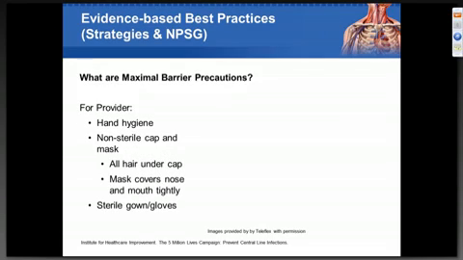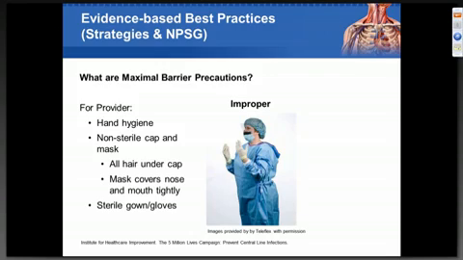Maximum CRBSI precautions. Let me show you this picture. In theory, if this person is compliant, they have a cap, mask, gown, and glove. But if they don't do it properly, it doesn't work. And as you can see, there are multiple areas of vulnerability, which I'm just highlighting with the red arrow.